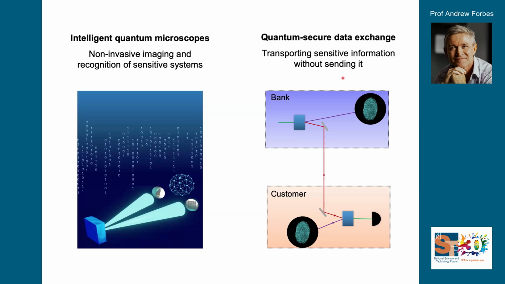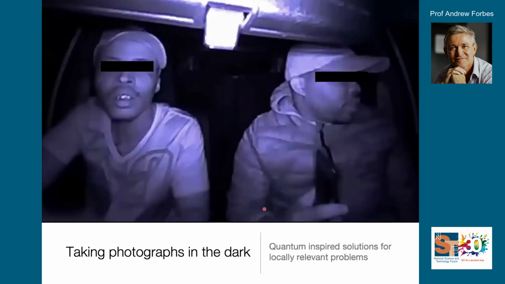Now, I want to end with a last example because these are the types of technologies and applications that we're working towards. This is where we want to go with our quantum strategy to convert science into technology. But of course, along the way, it takes some time to walk this road and to make practical devices. But it doesn't mean that you can do nothing worthwhile or useful as you work towards your objective. So here's an example of what we call quantum-inspired solutions for locally relevant problems.